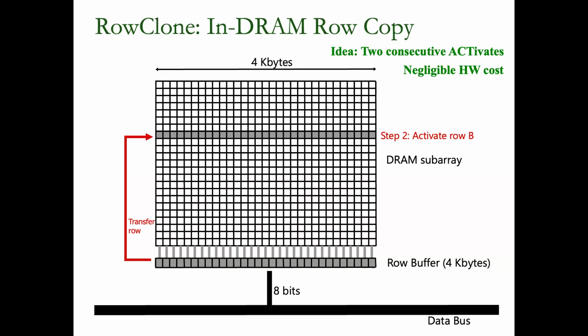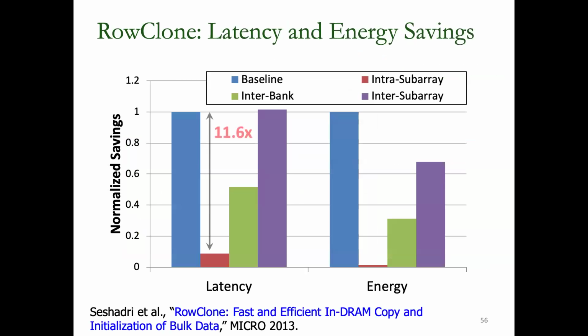In fact, you could do this in existing DRAM chips by violating the timing parameters. Existing DRAM chips do not support this officially, but if you violate the timing parameters such that the activate-to-activate timing parameter is violated, you can get this behavior quite reliably. I will mention that also. So what is the benefit? You reduce latency by about 11x, and you reduce DRAM energy by about 74x.